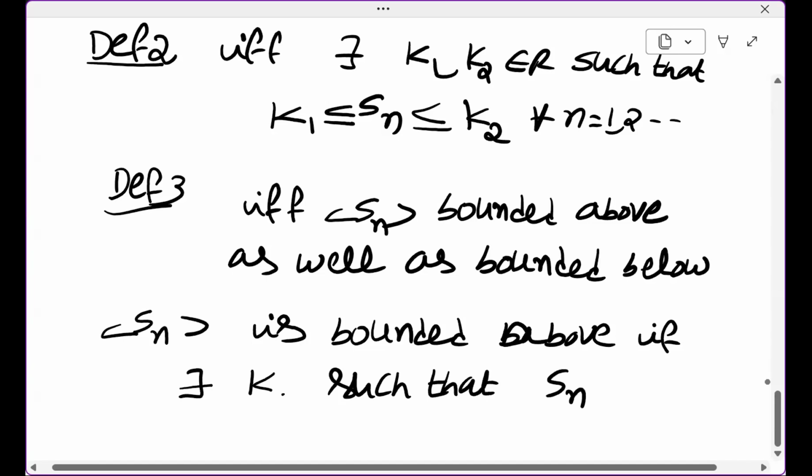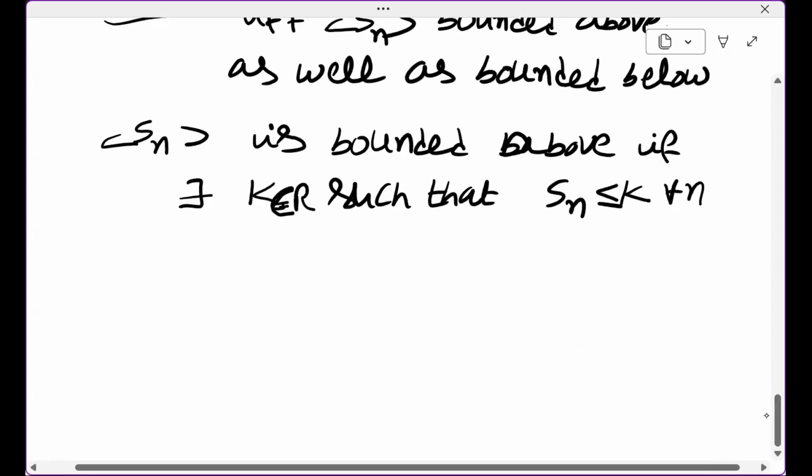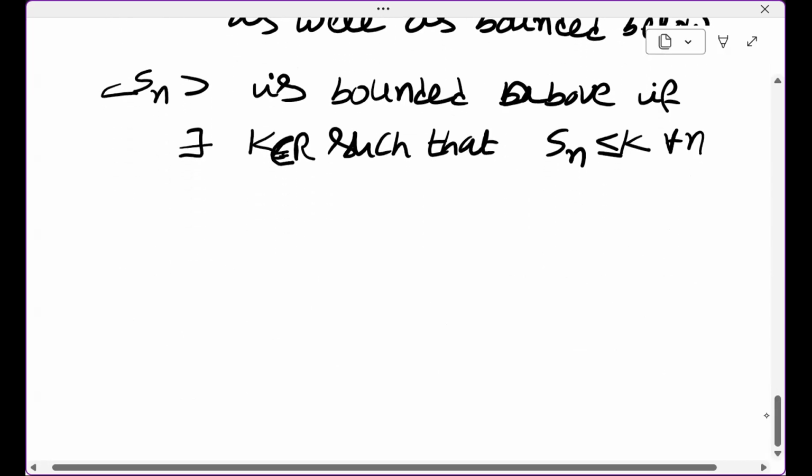such that Sn is less than or equal to k. K is a fixed real number such that Sn is less than or equal to k for all n. For all n means, always remember your small n values are 1, 2, 3 and so on, the natural numbers. So Sn takes values S1 less than or equal to k, S2 less than or equal to k, and so on. Then it is said to be bounded above. What is an example of a sequence which is bounded above?